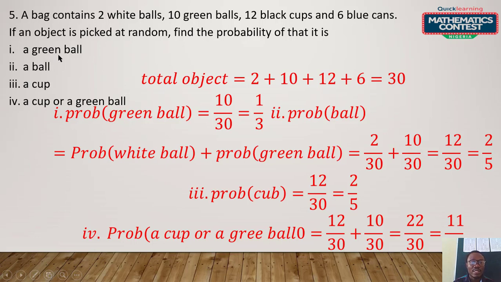Now the first question: the probability of getting the green ball. How many green balls do we have there? Just 10. So it will be 10 over 30, which is 1 over 3.